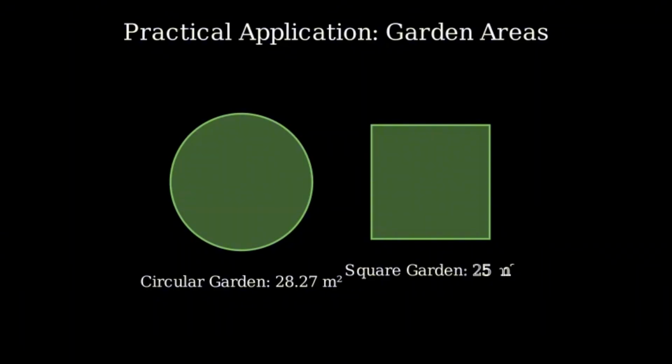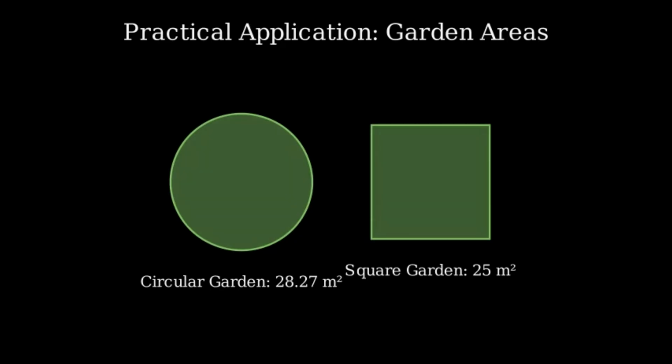Notice that despite having the same basic dimensions, a 3-meter radius versus a 5-meter side length, the shapes yield different areas. Interestingly, the circular garden provides about 3.27 square meters more space than the square garden. This demonstrates a fundamental property of circles. They enclose the maximum area for a given perimeter, making them mathematically efficient shapes.